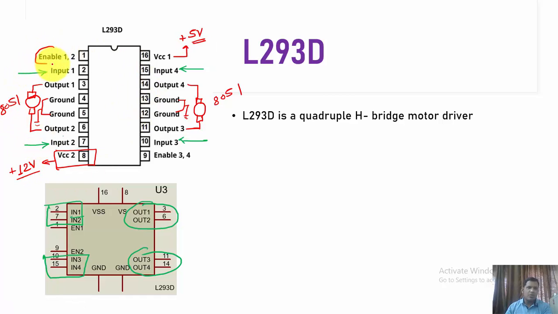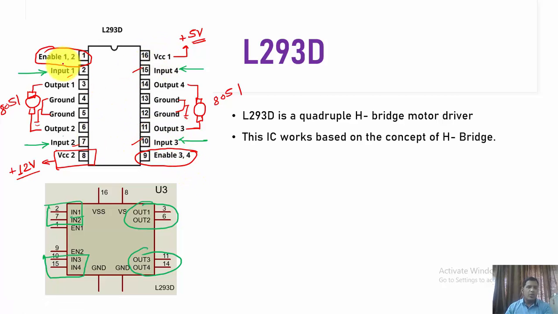Now the most important one is enable 1,2 and enable 3,4. Enable 1,2 means what? It enables input 1 and 2, and enable 3,4 means what? It enables input 3 and 4, right? So even if I give the proper connections here, meaning I make this pin 1, this pin 0, this pin 1 and this pin 0, both these motors are supposed to run in the clockwise direction. But even if I provide proper signals here, at the proper voltage level, unless and until these enable pins are made high, the motor won't run.